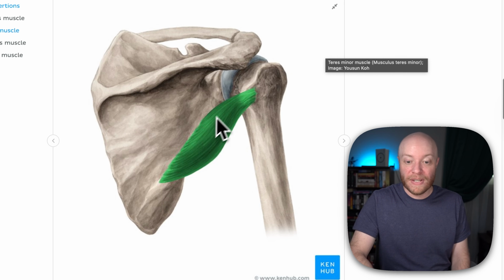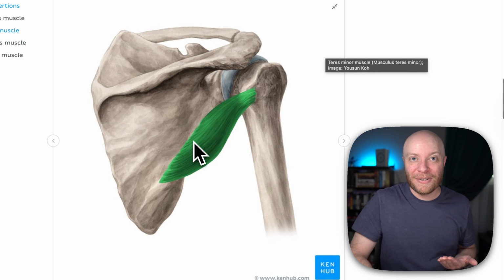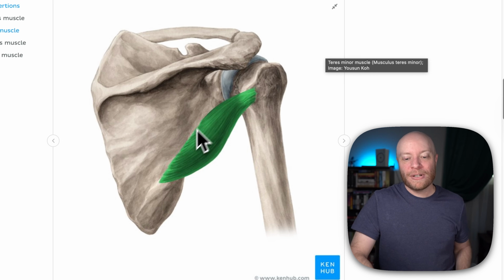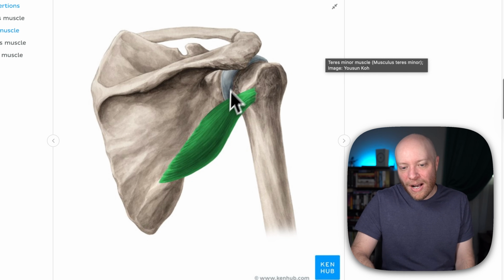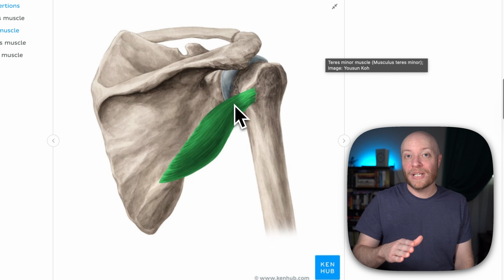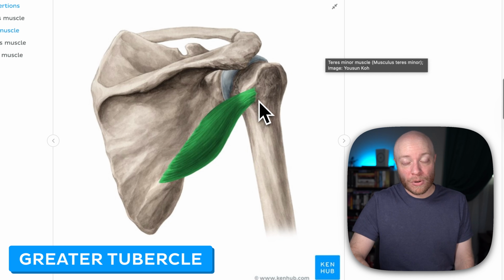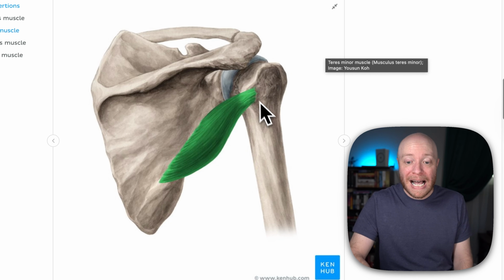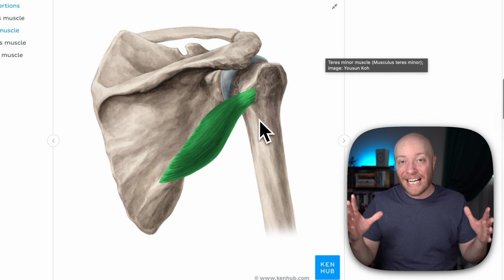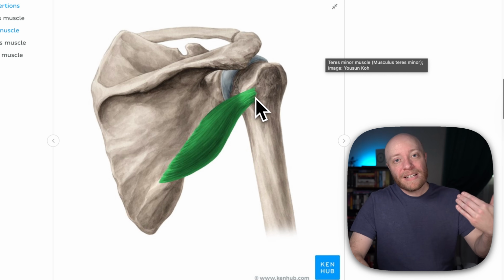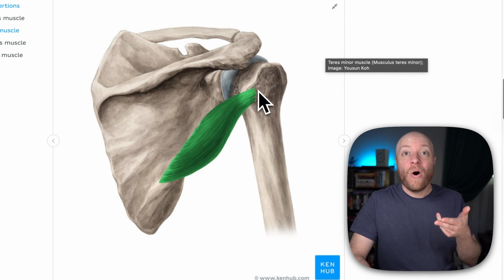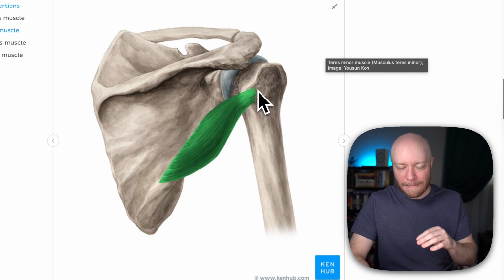And you can't see as much of it because teres minor is blocking it. But teres minor originates on this lateral border of the scapula. Then it crosses the shoulder joint posteriorly, and it's going to insert here on the greater tubercle. Now, the greater tubercle is massive. It's not inserting on the entire greater tubercle, but we can still say this is going to be inserting on the greater tubercle. That is going to be fine.